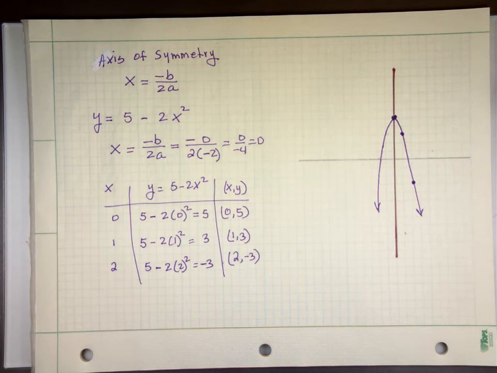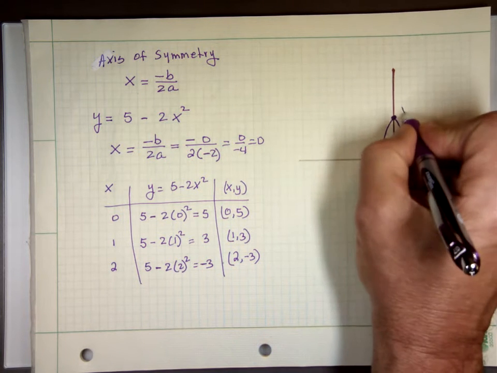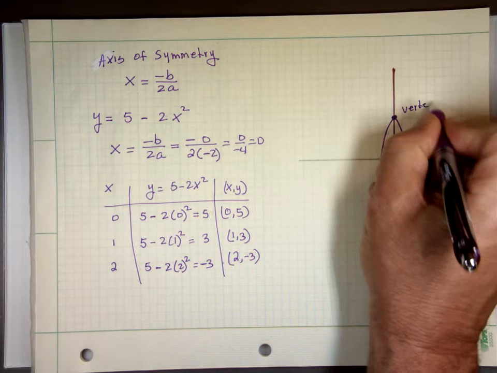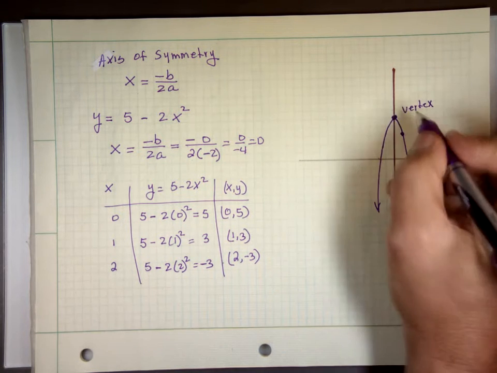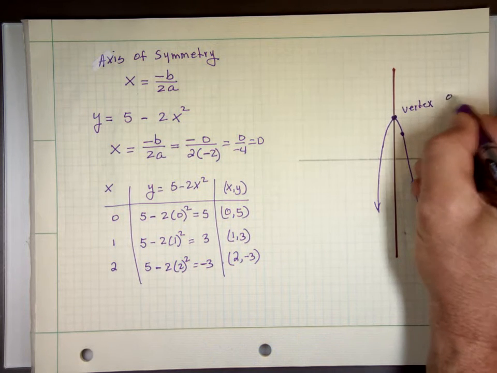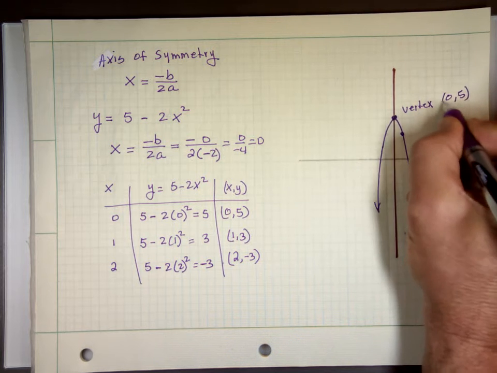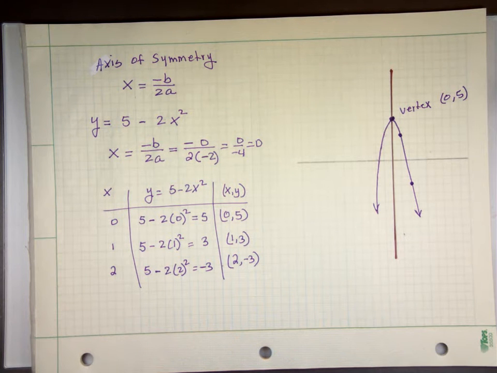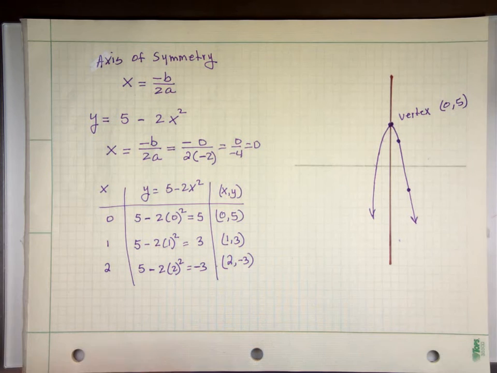This point, by the way, is called a vertex. And in this case, located where? At 0, comma 5. That's this point. 0, comma 5. That's your vertex. Let's try another one.